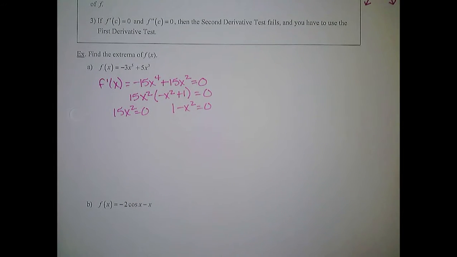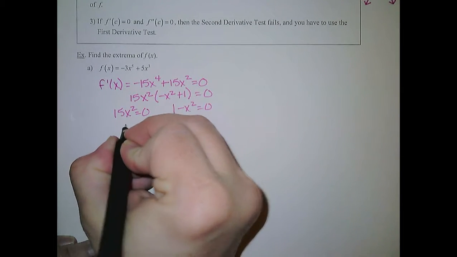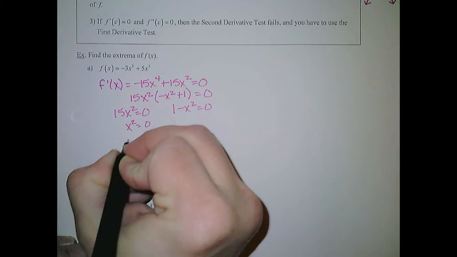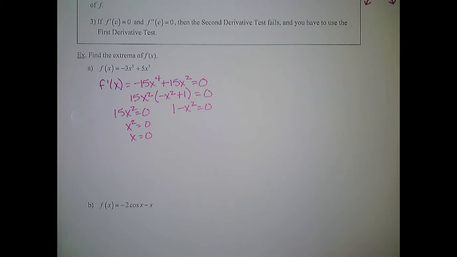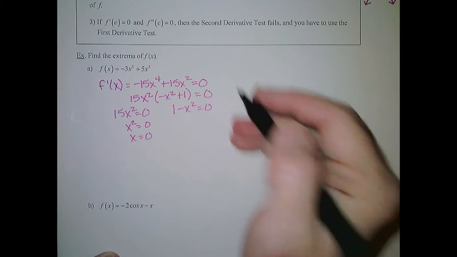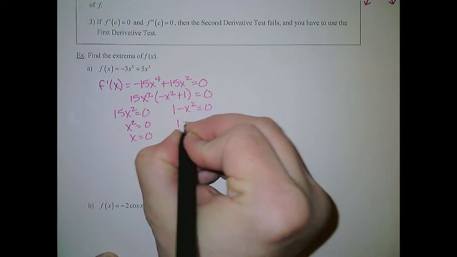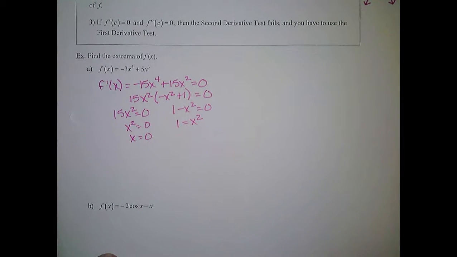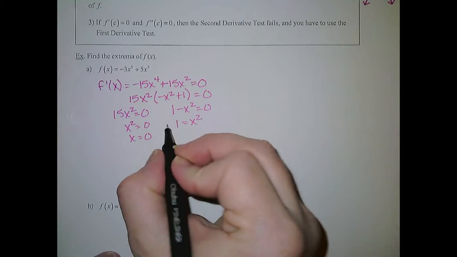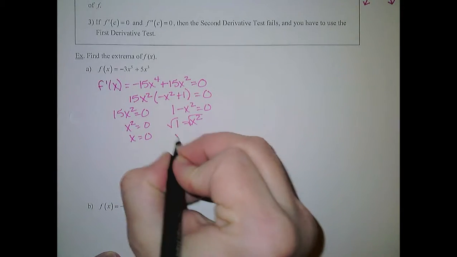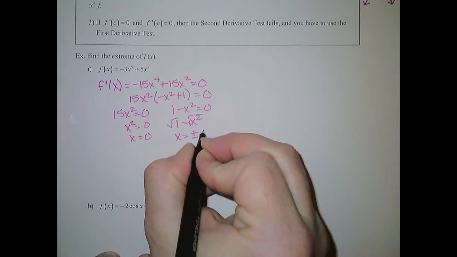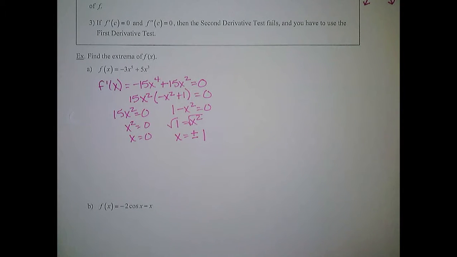If 15x squared equals 0, then x squared has to be equal to 0, so x would have to be 0. If 1 minus x squared equals 0, that means x squared would be equal to 1. If I take the square root, x could be positive or negative 1. So here we have three values, three places where the first derivative is equal to 0.